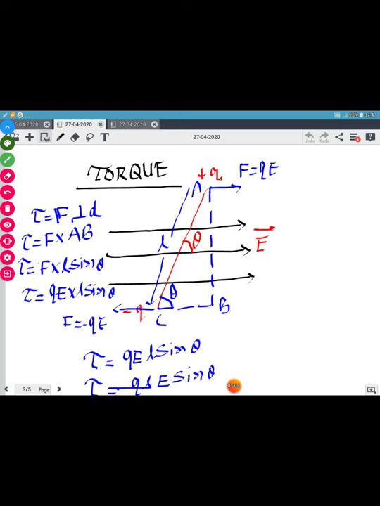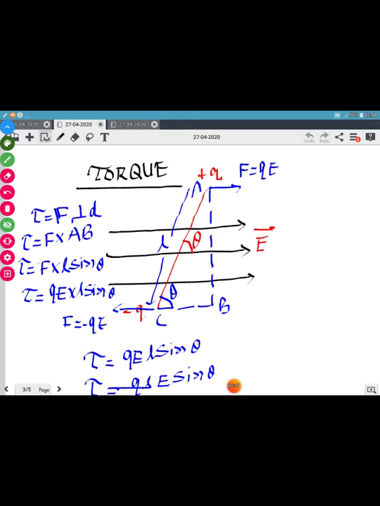And why are we using torque in the case of an electric dipole? It is because torque is basically the turning effect of a force. As you can see here, the black lines represent electric field lines, directed toward the positive x direction. It is a uniform electric field; as you can see, all the lines are parallel to each other.